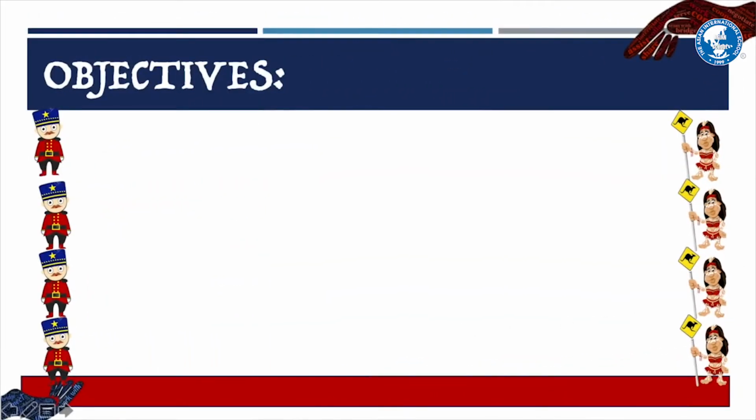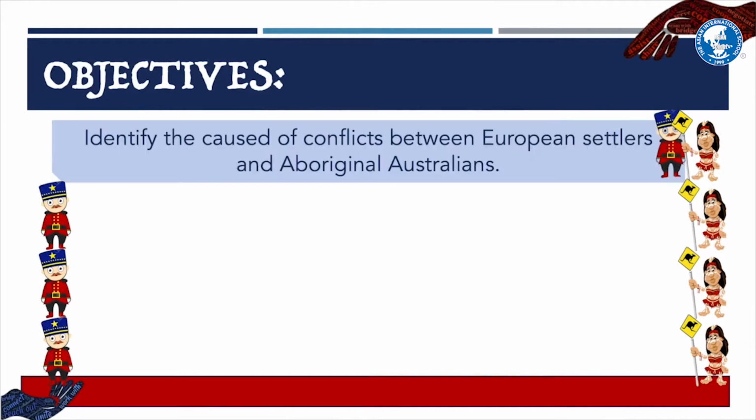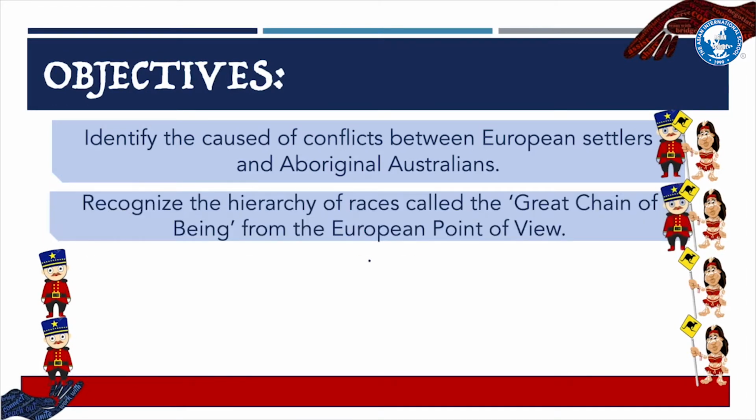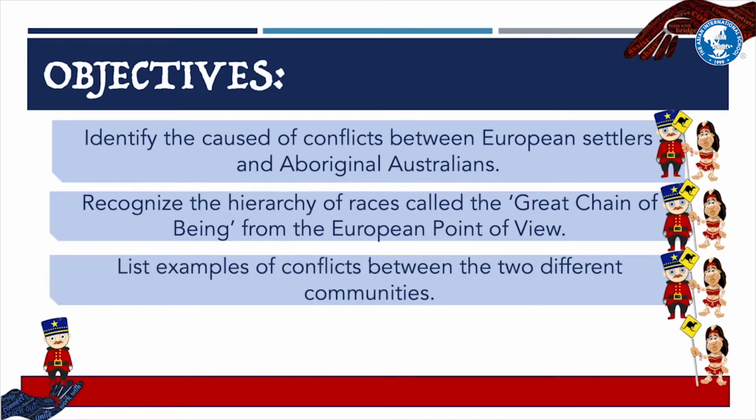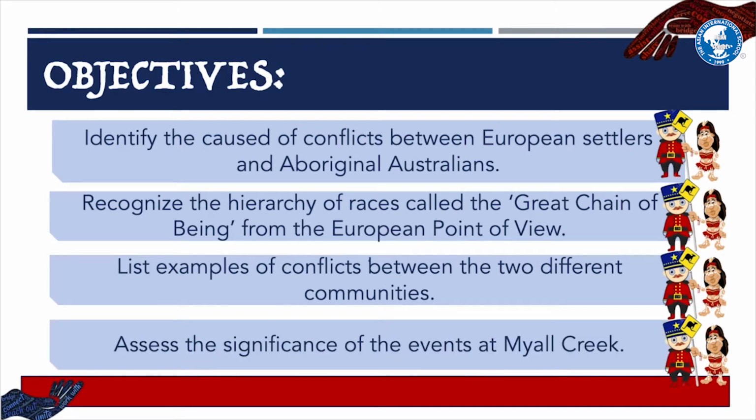At the end of this lesson, you will be able to identify the cause of conflicts between European settlers and Aboriginal Australians, recognize the hierarchy of races called the Great Chain of Being from the European point of view, list examples of conflicts between the two different communities, the European settlers and the Aboriginal Australians, and lastly, assess the significance of the events at Myall Creek.